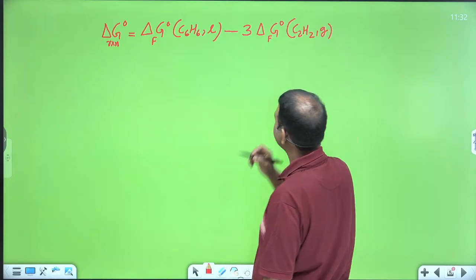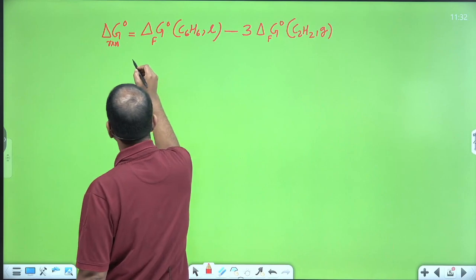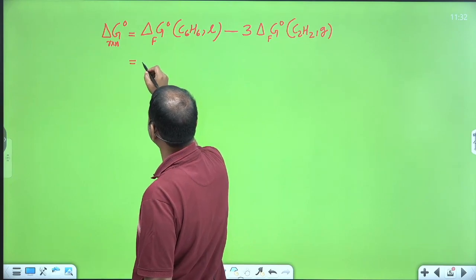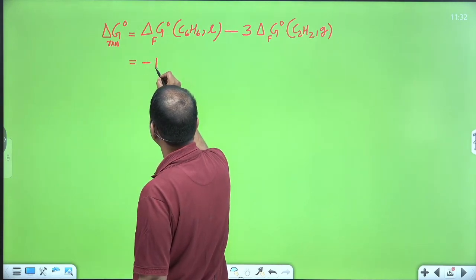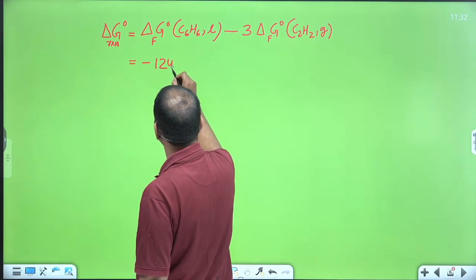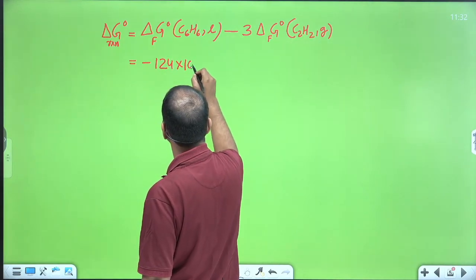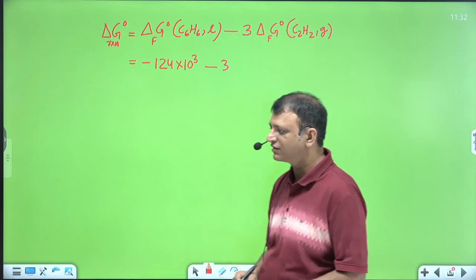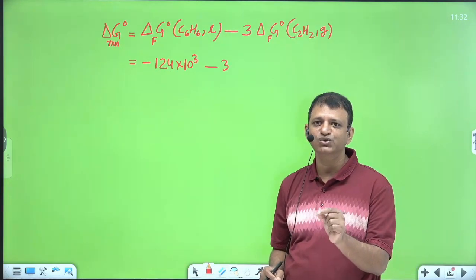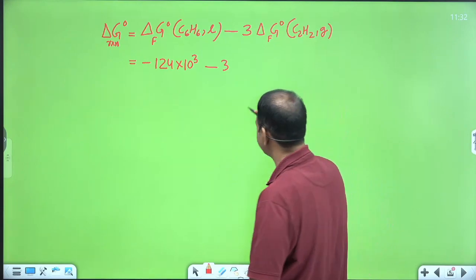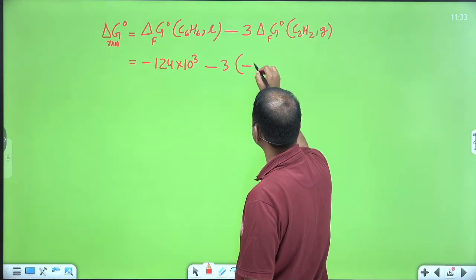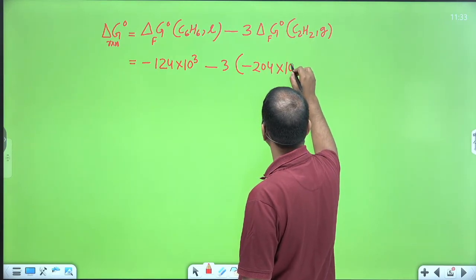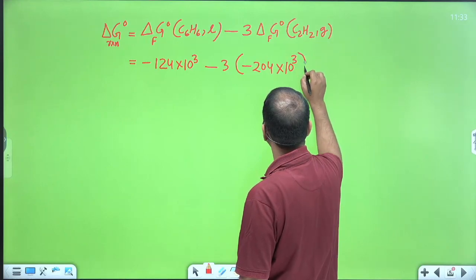Now from the question, if we put the data, the value of delta G naught formation of benzene is given as minus 1.24 into 10 to the power 5. I can simplify and write it as minus 124 into 10 to the power 3. Similarly, the value of delta G naught formation of acetylene is given, and that is equal to minus 2.04 into 10 to the power 5. I can write this value as minus 204 into 10 to the power 3. So in place of 10 to the power 5, I have changed the data as 10 to the power 3.